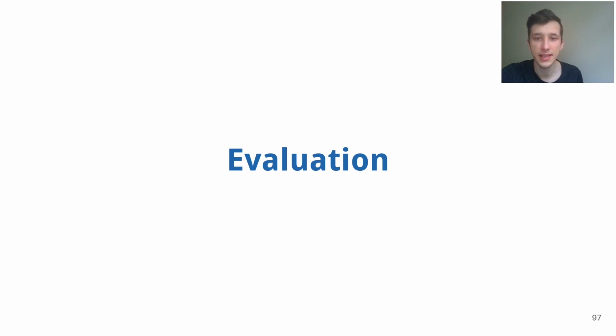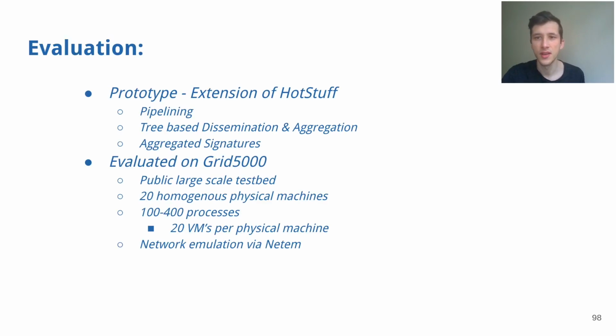Finally, we did an extensive experimental evaluation in different settings, of which I'll quickly describe to you some of the most significant ones. We implemented our prototype on top of HotStuff and implemented support for the additional pipelining, tree-based dissemination and aggregation, and aggregated signatures. We used BLS signatures, which is a type of signatures that allows us to aggregate signatures at each internal node of the system and verify each aggregate in O(1) time.